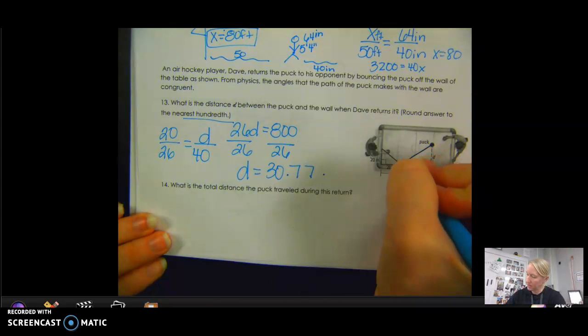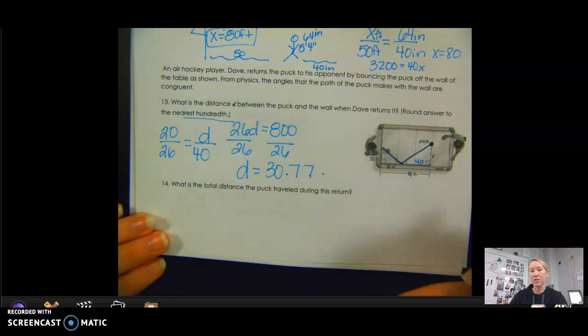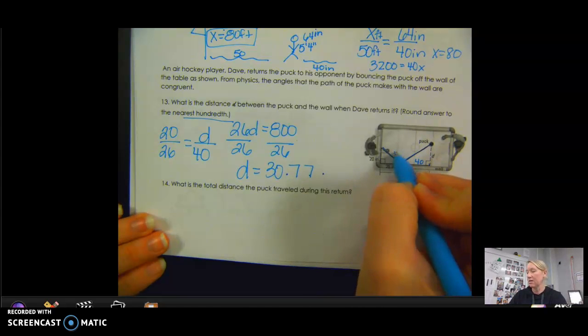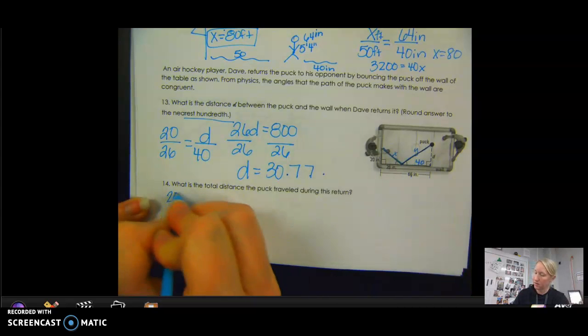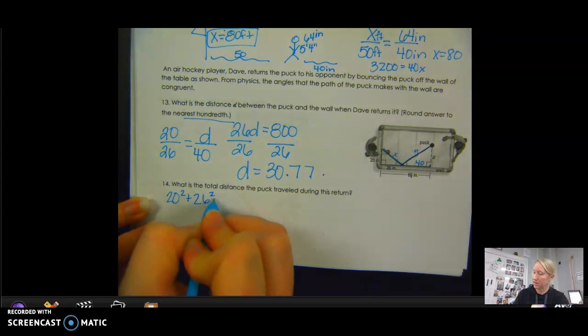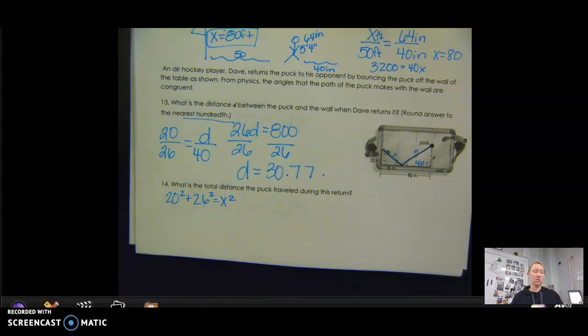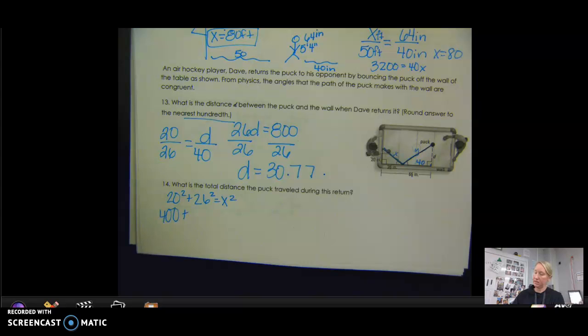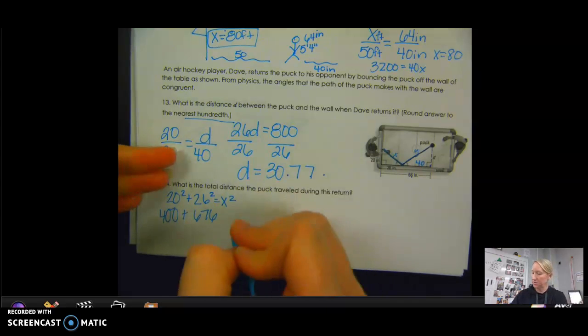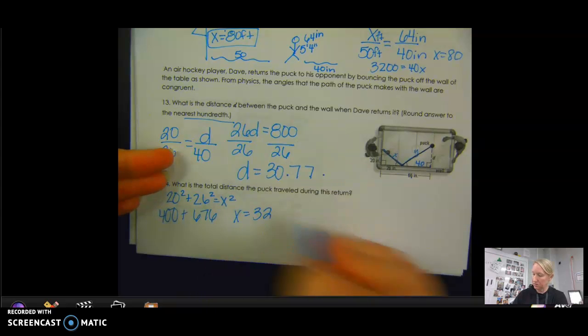Well, it's traveling this. Those are right triangles, and we don't know those side lengths. But we can use the Pythagorean Theorem to find those side lengths. So I could do 20 squared plus 26 squared equals x squared. So 20 squared is 400. 26 squared is 676. So I'm going to add 400 plus 676, and I'm going to square root that answer. So we get x equals 32.80.